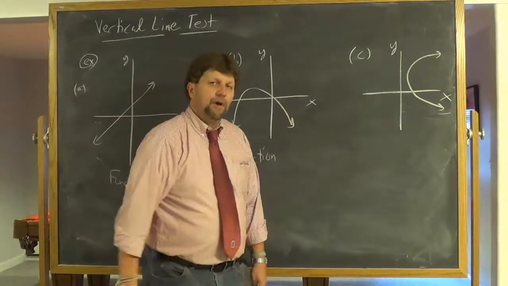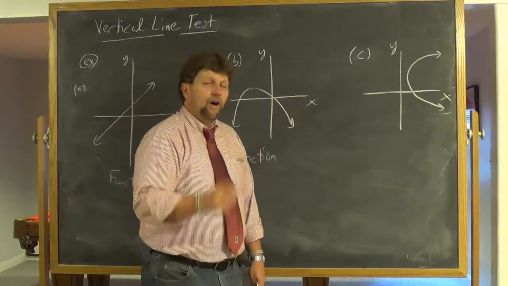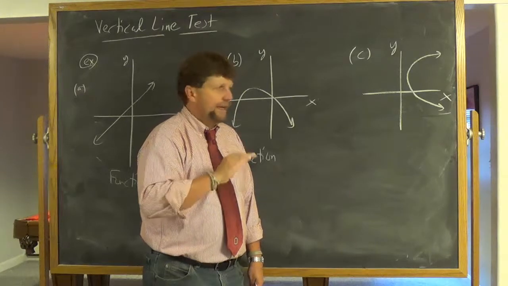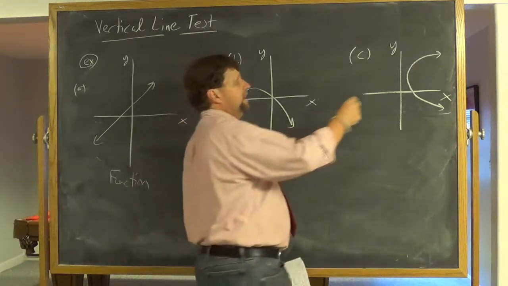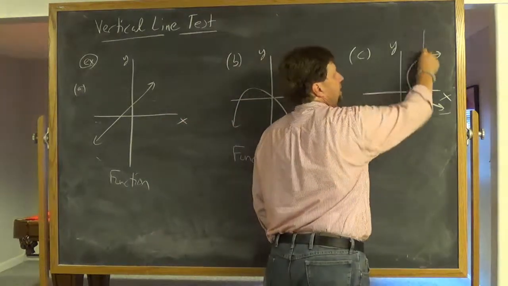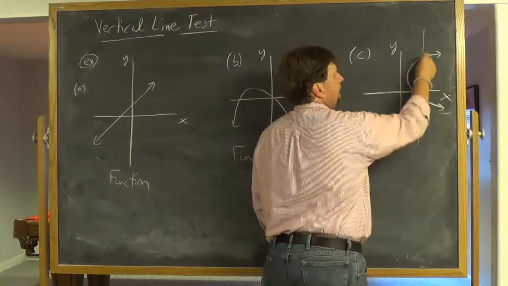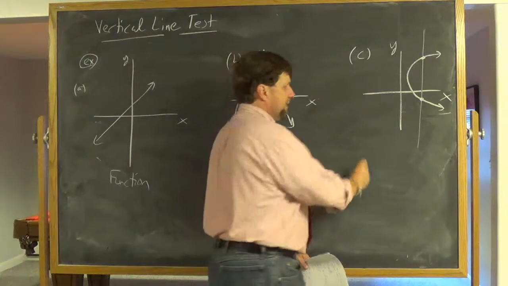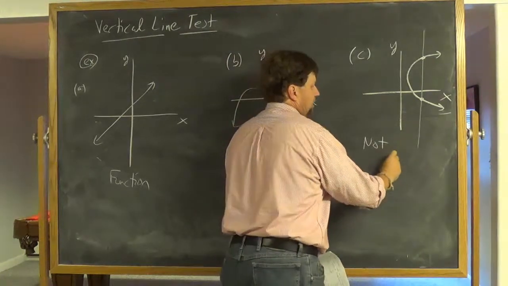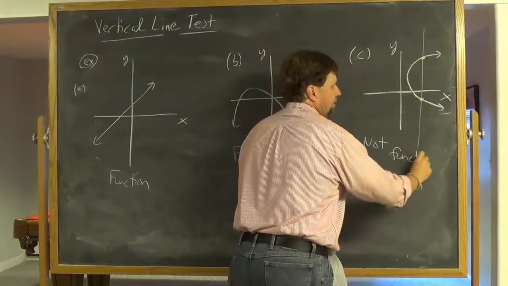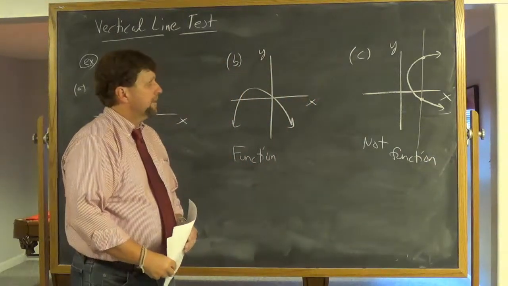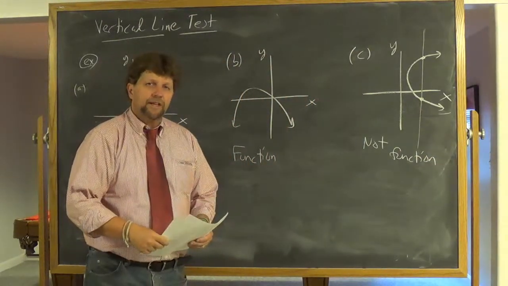Now look at the graph in part C. All it takes is one vertical line that intersects the graph in more than one point, and it is not a function. Here is a vertical line that intersects the graph in more than one point. It intersects the graph in 2 points. Therefore, the graph in part C is not a function. And that in a nutshell is the vertical line test.